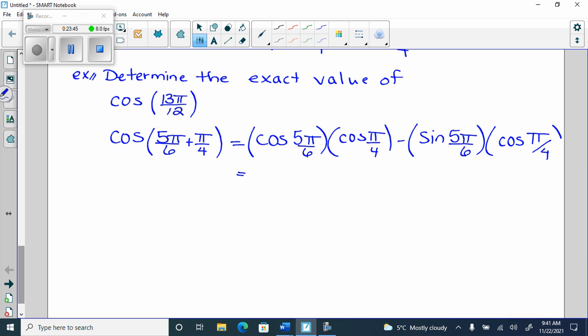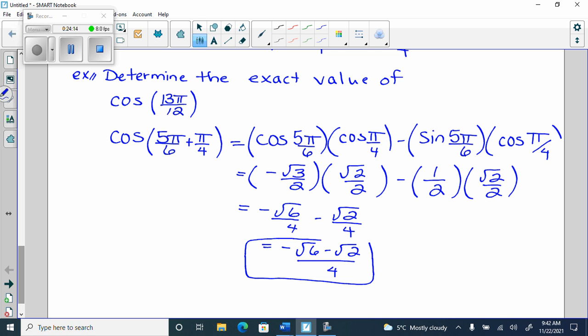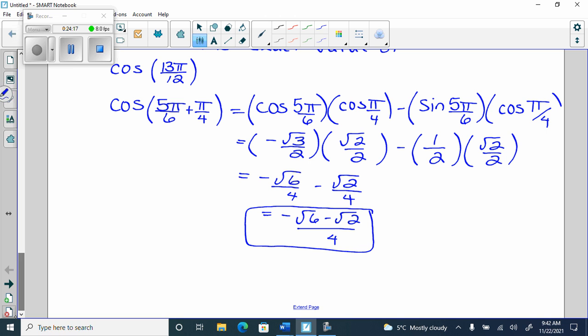Okay, cos of 5 pi over 6 is negative root 3 over 2, and then cos of pi over 6 is root 3 over 2, minus sine of 5 pi over 6, 1/2, sine of pi over 6, 1/2. Is there any other way to do it? Yeah, there's a whole bunch of other ones. So you get negative root 6 minus root 2 all over 4. Would there be a way you can do it too with subtraction? Yeah. And you'll still get it.